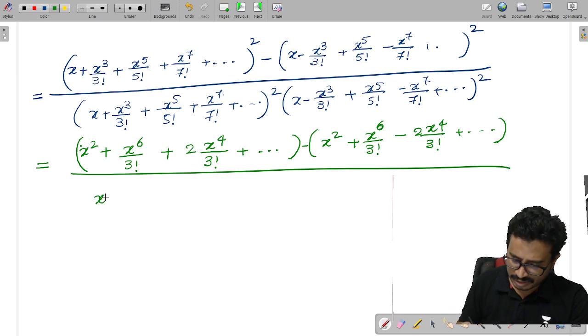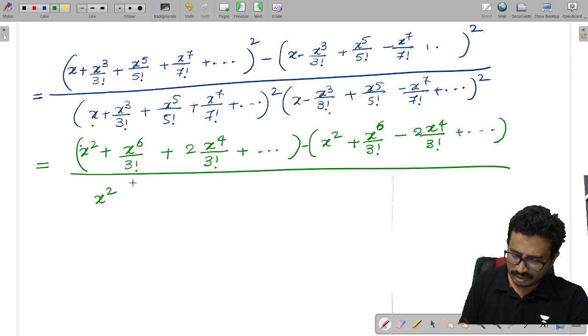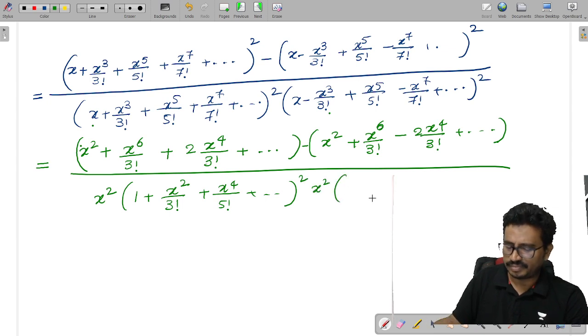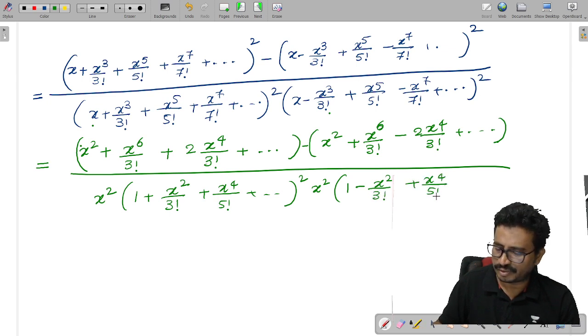Now if I take x common here and here x common, here x square common, that means x square into it will become 1 plus x square by 3 factorial plus x power 4 by 5 factorial. Like this will come, now whole square. Here also x square common. Now you tell me what I will get here. So this is 1 minus x square by 3 factorial plus x power 4 by 5 factorial.